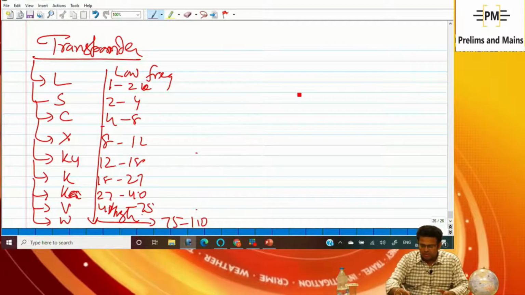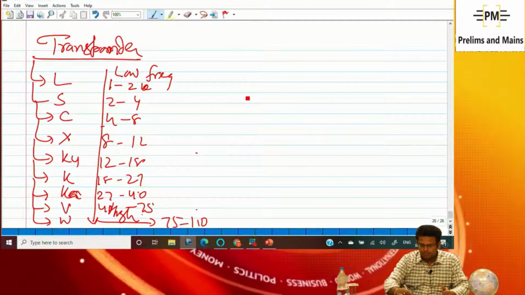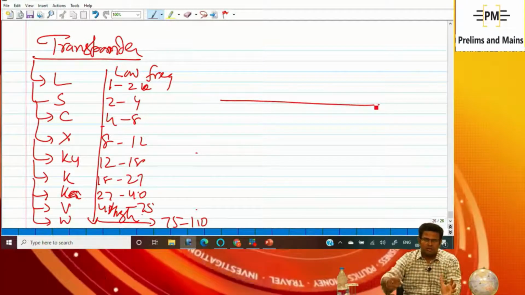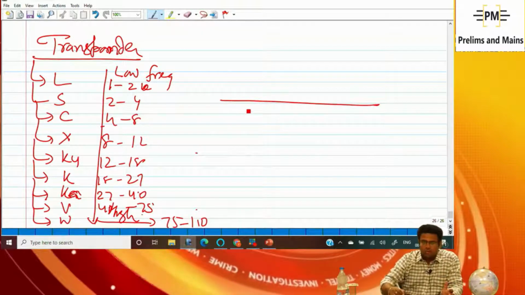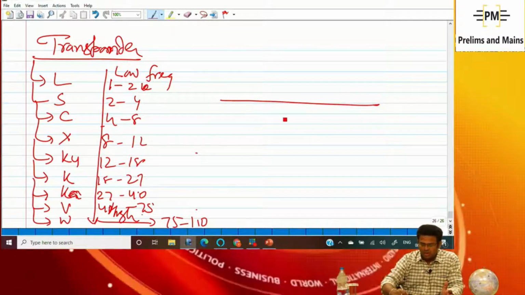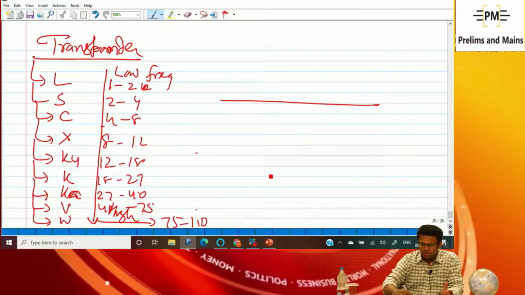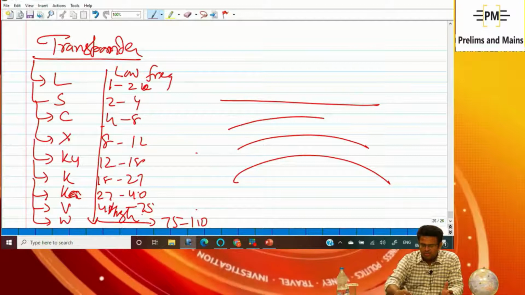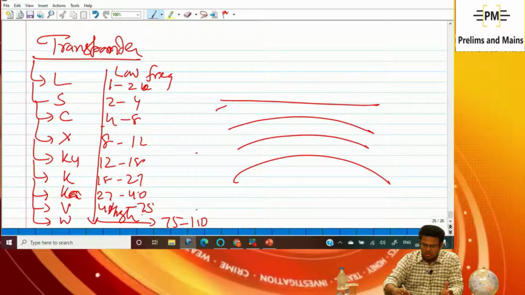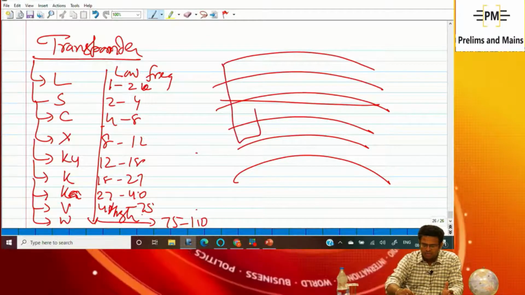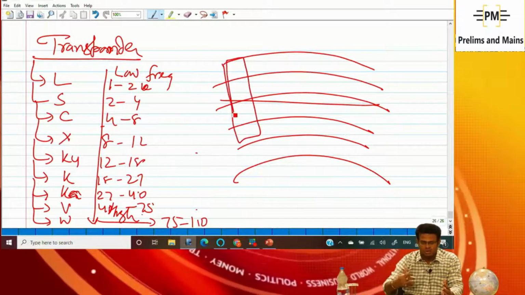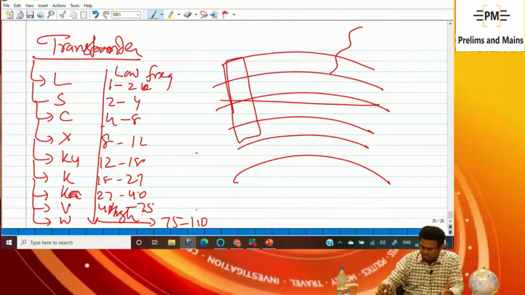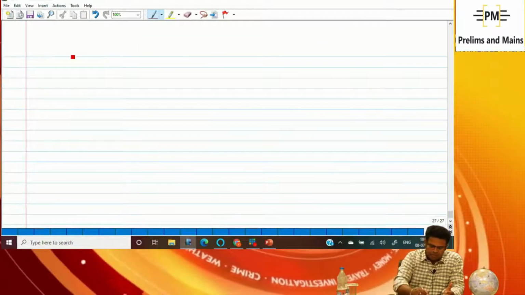Listen carefully: frequency has a problem also. You know that around the earth there is the troposphere, stratosphere, mesosphere, then thermosphere and exosphere. And in this is our ionosphere, where ions are present. Understood?